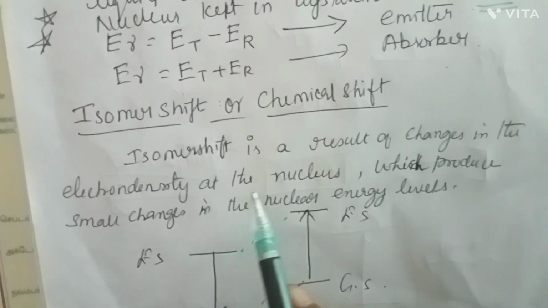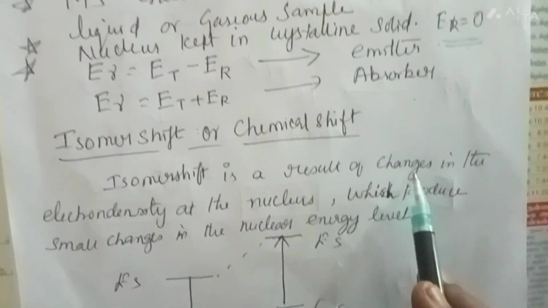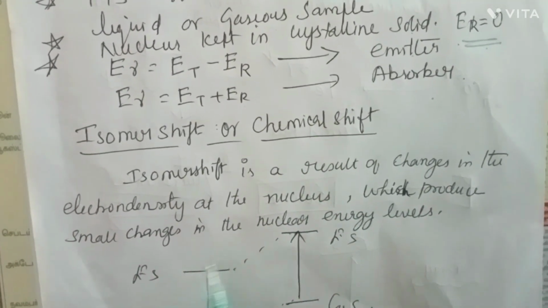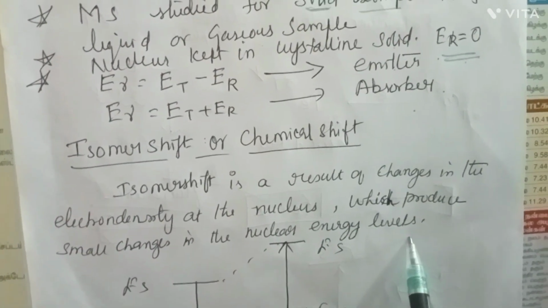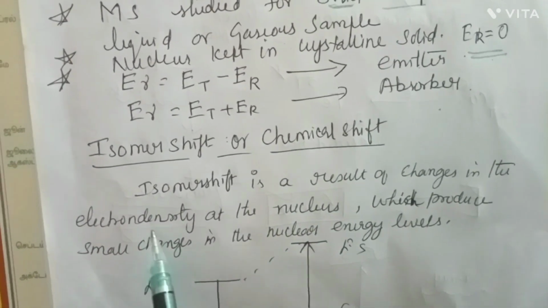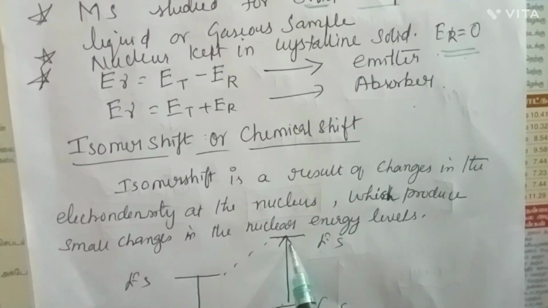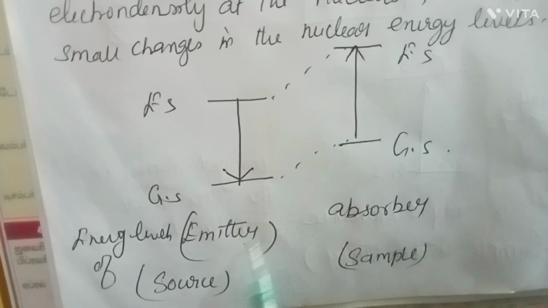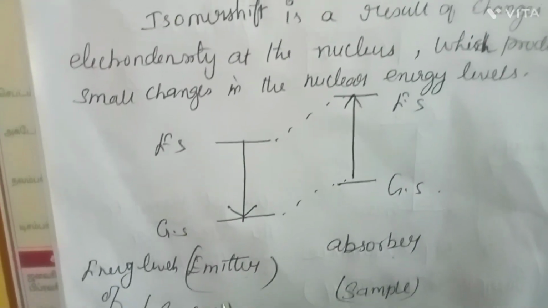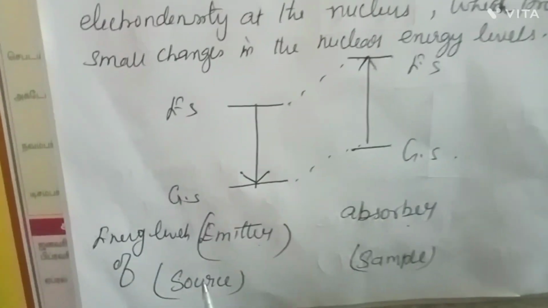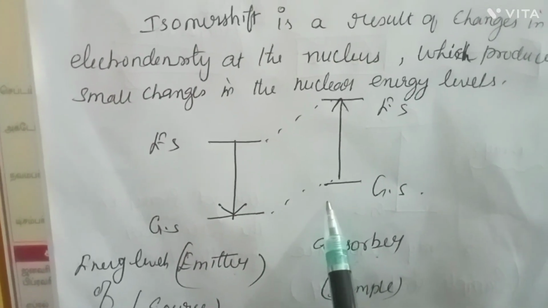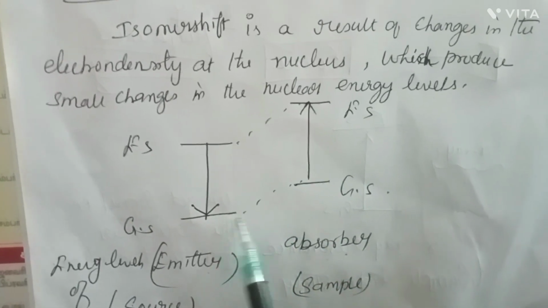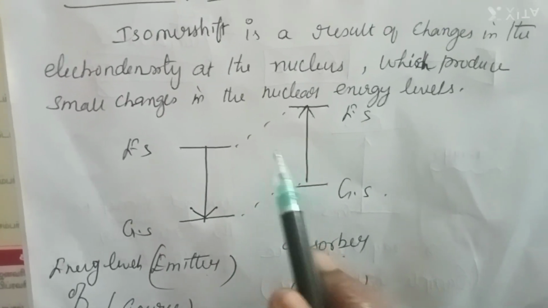After recoil energy, next is isomer shift, which is also known as the chemical shift. It is the result of a change in electron density at the nucleus, which produces a small change in the nuclear energy levels. For example, the emitter will have one electron density and the absorber will have a different electron density. So there is a change in the energy of the nuclear energy levels. That is known as the isomer shift.